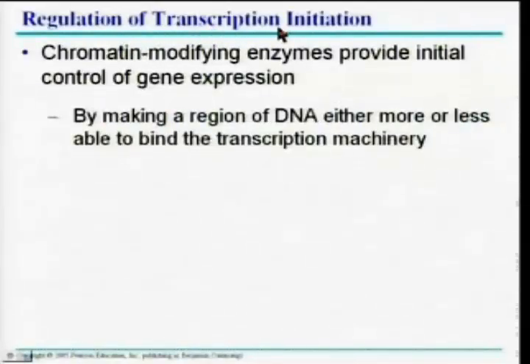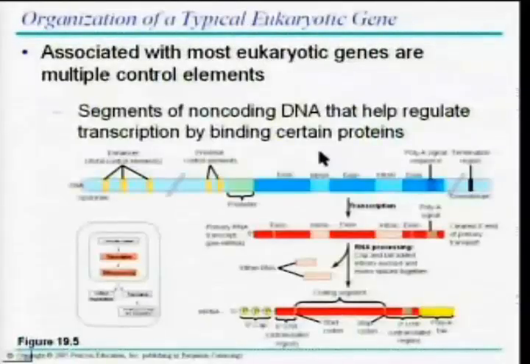Regulation of transcription initiation is the next idea we want to talk about. Chromatin modifying enzymes provide initial control of gene expression by making a region of DNA either more or less able to bind the transcription machinery. So we've had some introductions to this so far. We've talked about promoter regions and transcription factors and so on. So let's get into the detail a little bit.